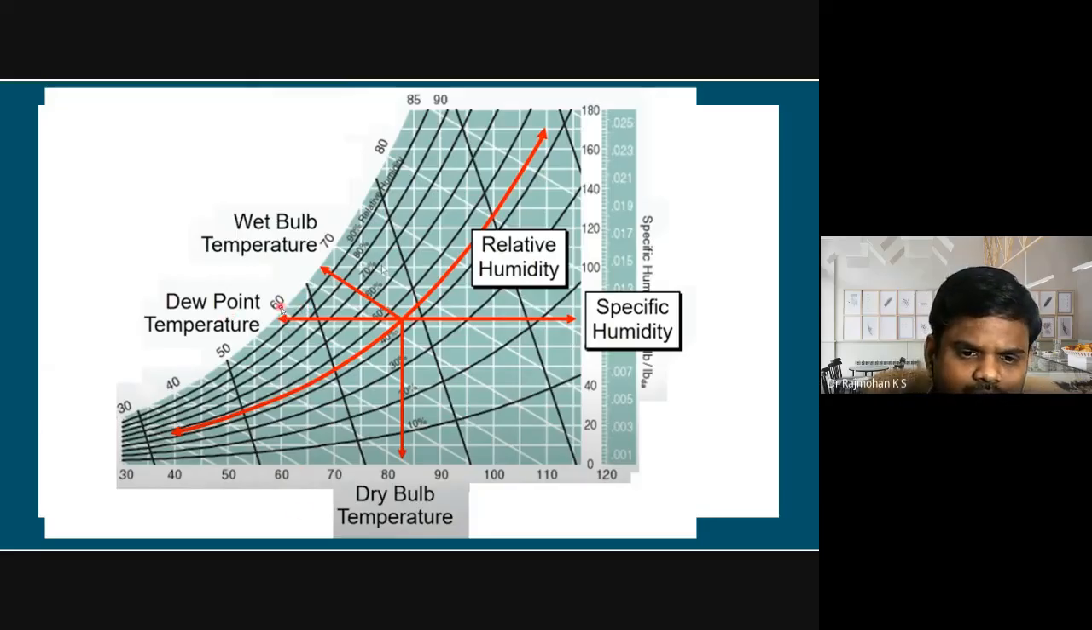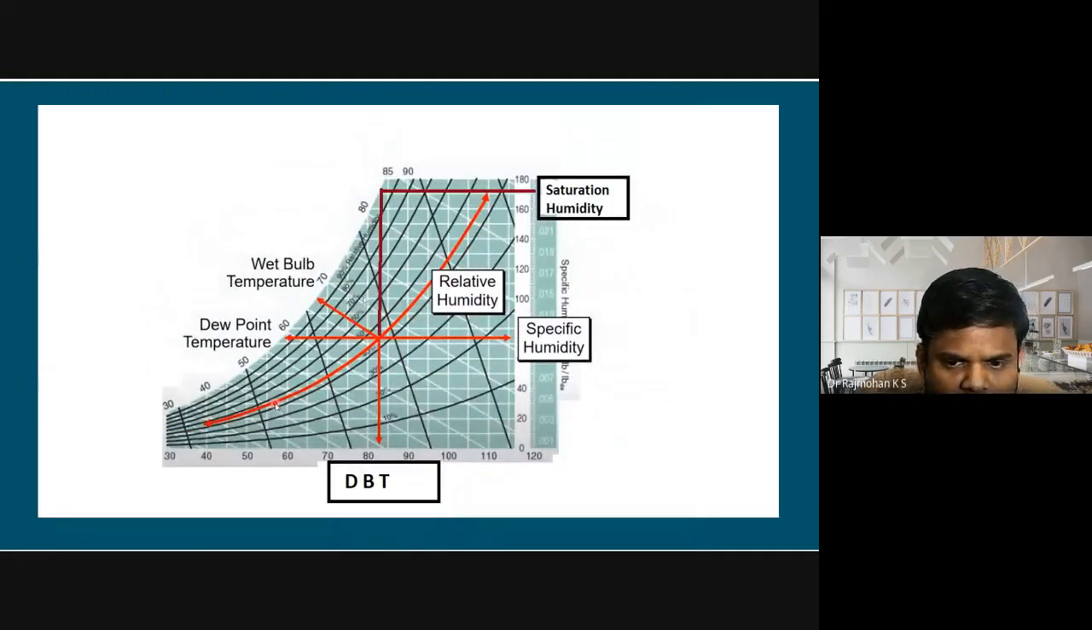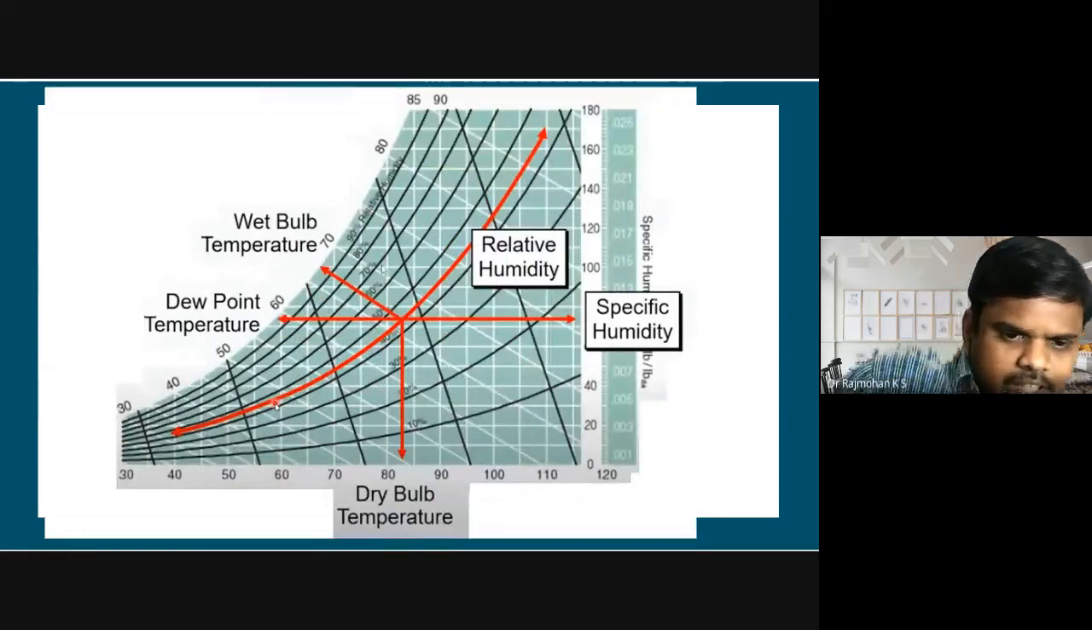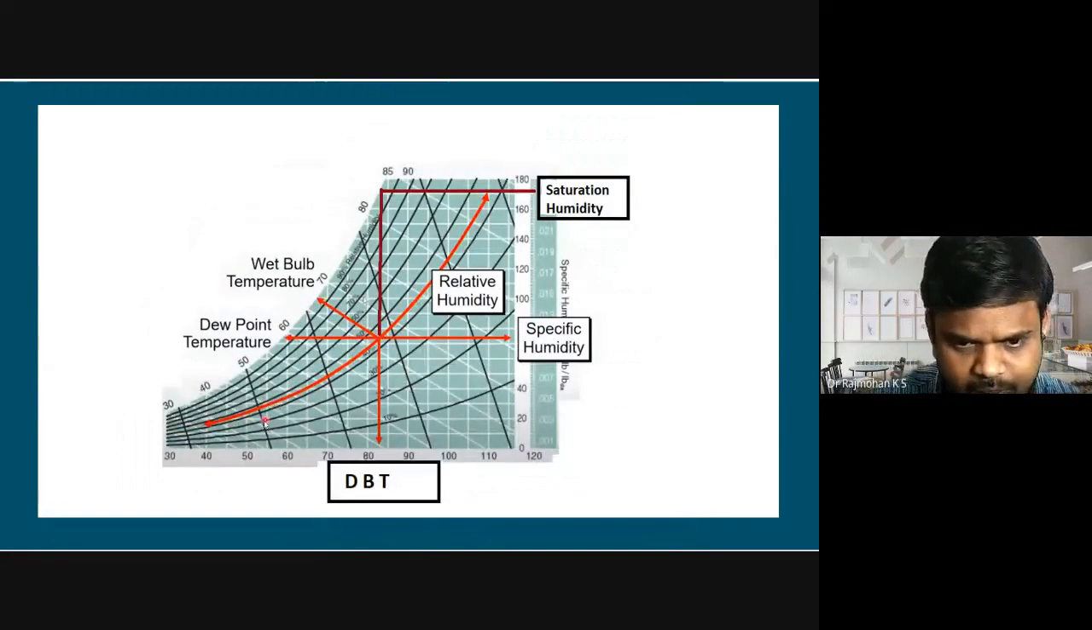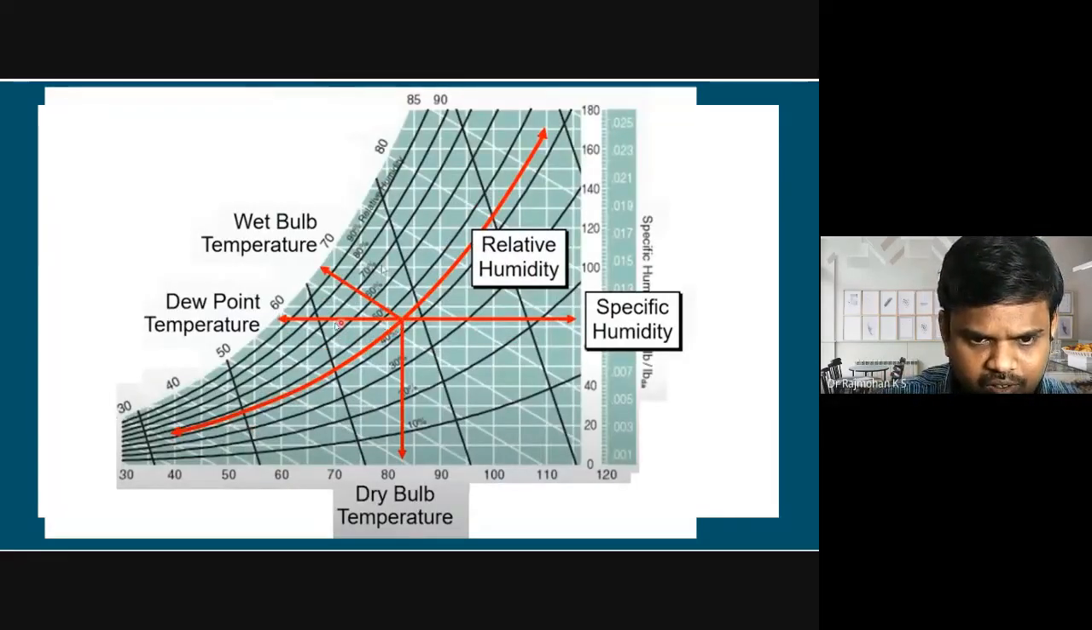Okay, so it will be taken from the 100% saturation line, moving towards the x-axis. Another thing is, by extension from the given point, if you go towards the left-hand side and read the x-axis value, what we get is the dew point temperature.